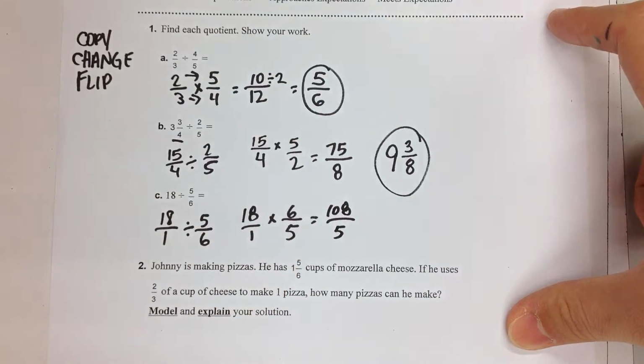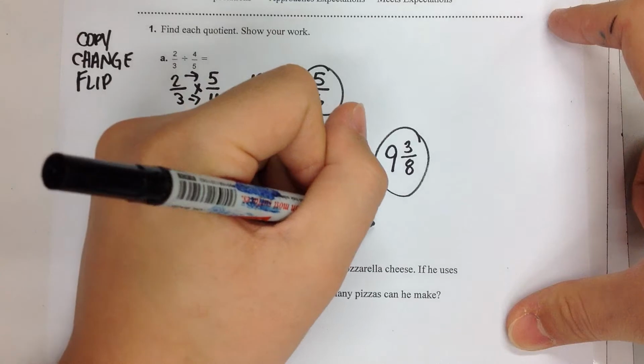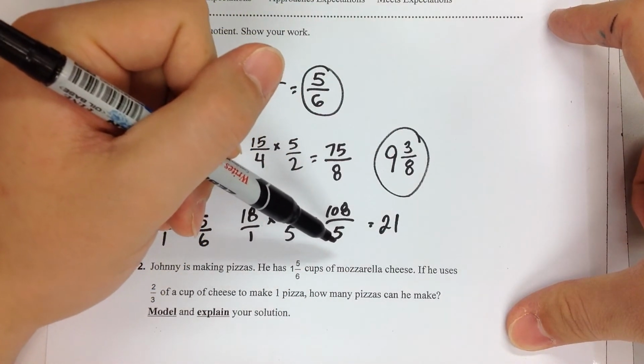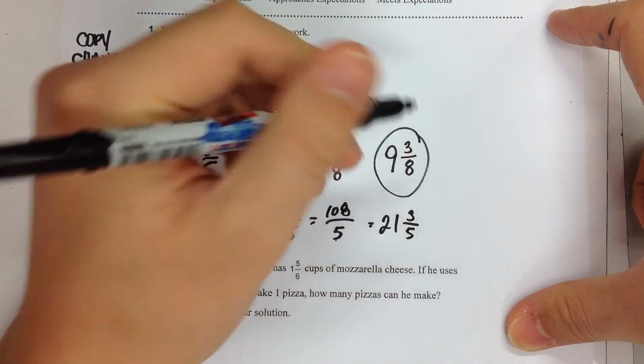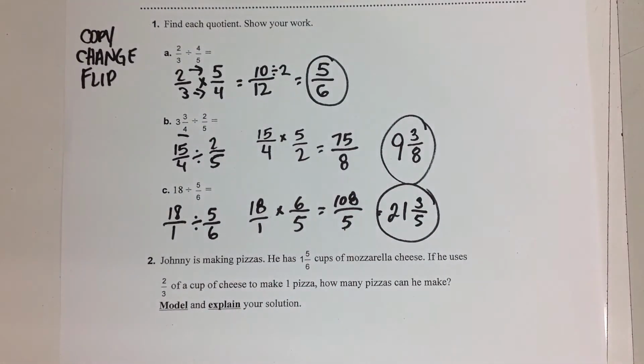over 5. I'm asking myself, how many times does 5 fit into 108? It fits in 21 times. 21 times 5 is 105. You need 3 more to make 108, so my remainder is 3. My denominator is 5. So 21 3/5 is my quotient there.